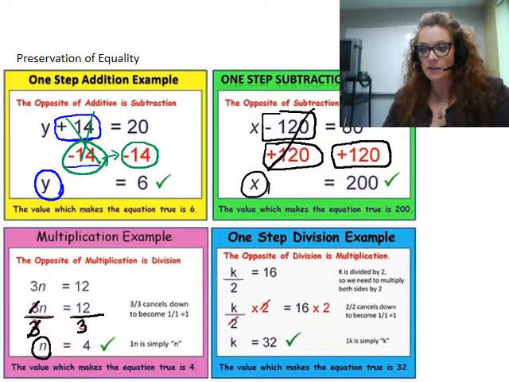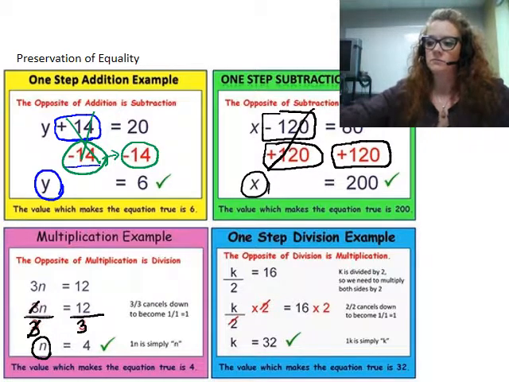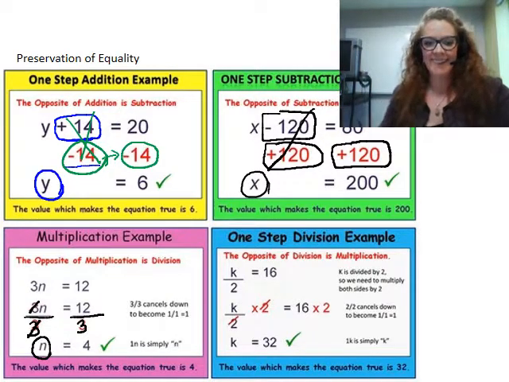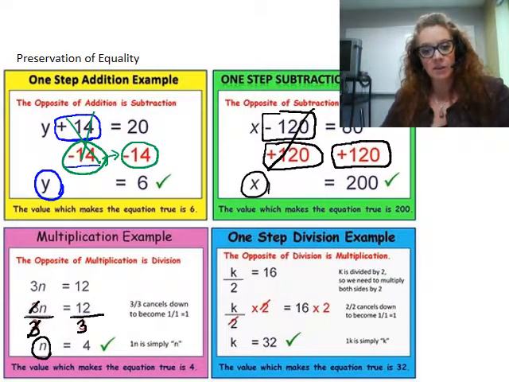The last one is division. So they started with a fraction. K was getting divided by 2, because a fraction bar means divide. And so they thought, boy, I wish I had a 2 on the top of that fraction so that I could get rid of that and get rid of that.